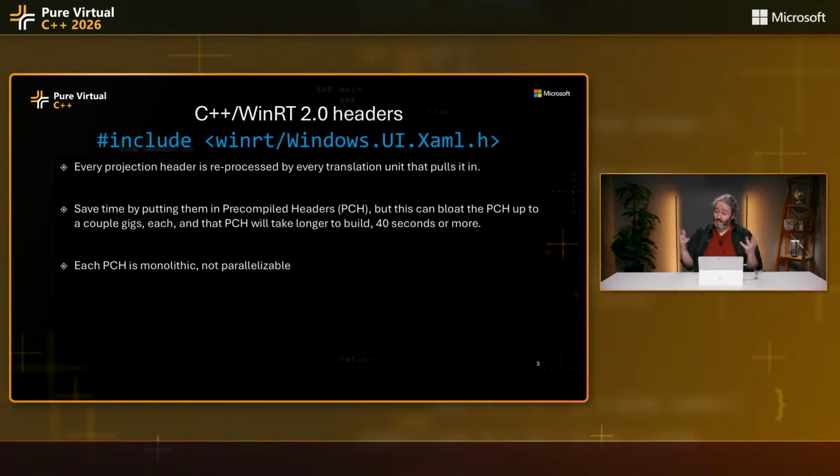These PCHs, they're monolithic. They can take a long time to build. You touch one thing, you have to rebuild the whole thing again. You can't build them in parallel because it's a single translation unit. The list goes on and on and on. This is a pain point that we've been dealing with.